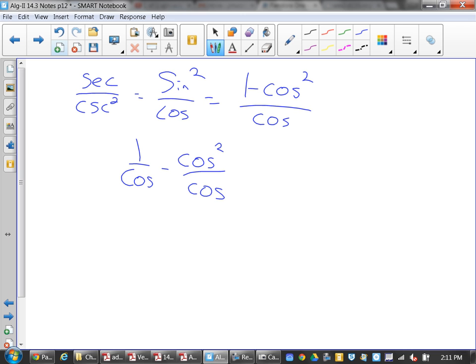It's 1 minus cosine squared over cosine, and I split it apart. Remember, when you have a single value in the denominator and 2 in the top, you're rewriting it as common denominator, but just as 2 separate fractions. Now you can simplify them individually. You got secant minus cosine. You're done.